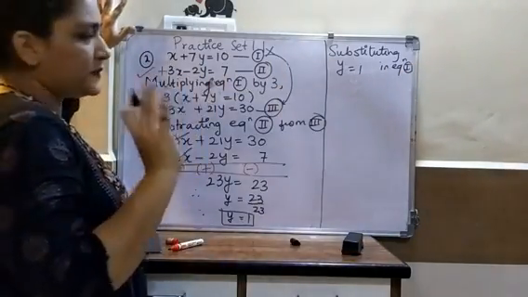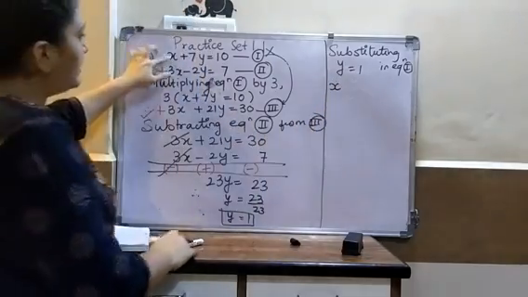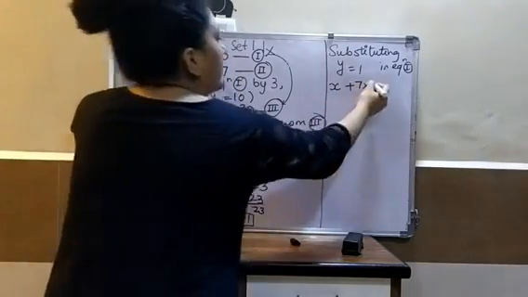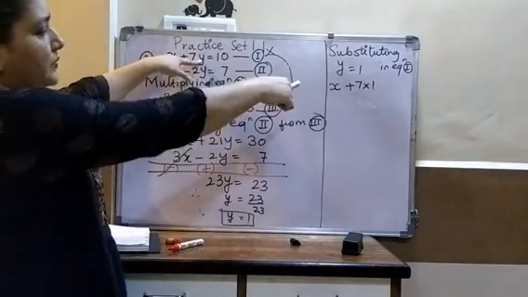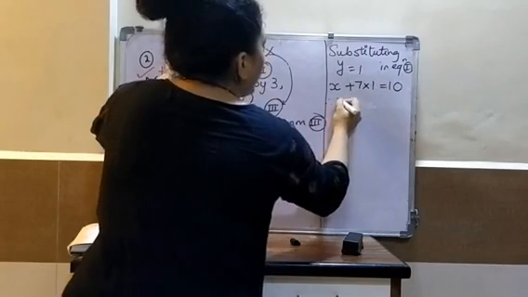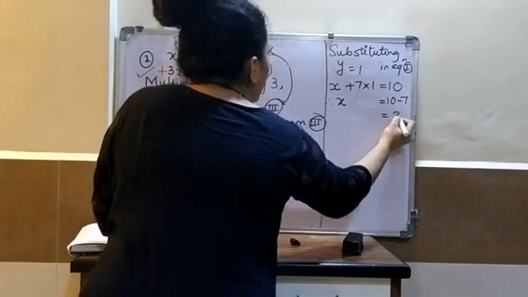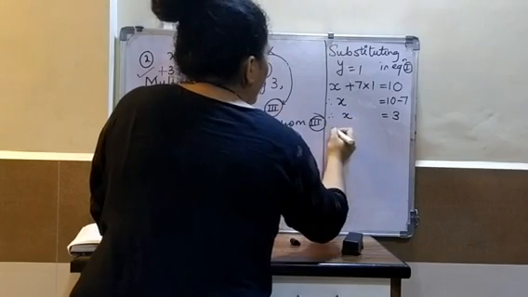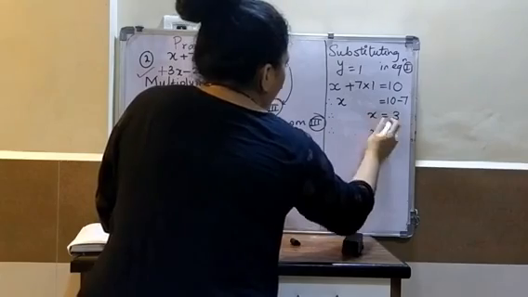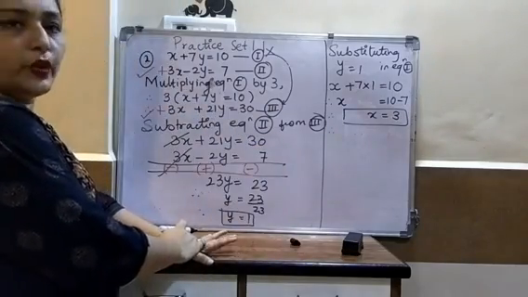Okay, now just pay attention. X I am not having, so x I am writing as it is. Then plus 7 multiplied by 1. So in place of y, what I have substituted, 1 equals to 10. Plus 7 becomes minus 7. 3 is the answer. Okay, so therefore x is equals to 3. Your final answer is x is equals to 3.